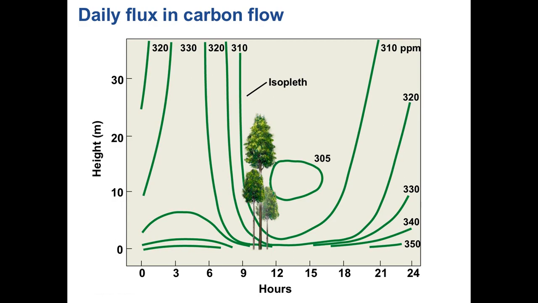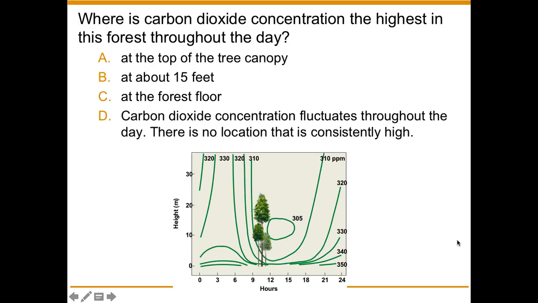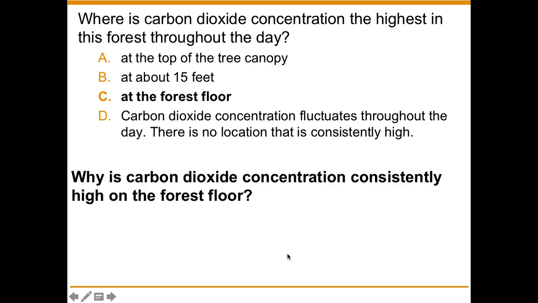If we go right down to the forest floor, we've got the highest amounts of CO2 available at all, and it's relatively stable throughout the day. You can read that off the slide. But we've got the highest amount of CO2 available at the forest floor. The interesting question is why? What's happening down at the forest floor that's producing more CO2?